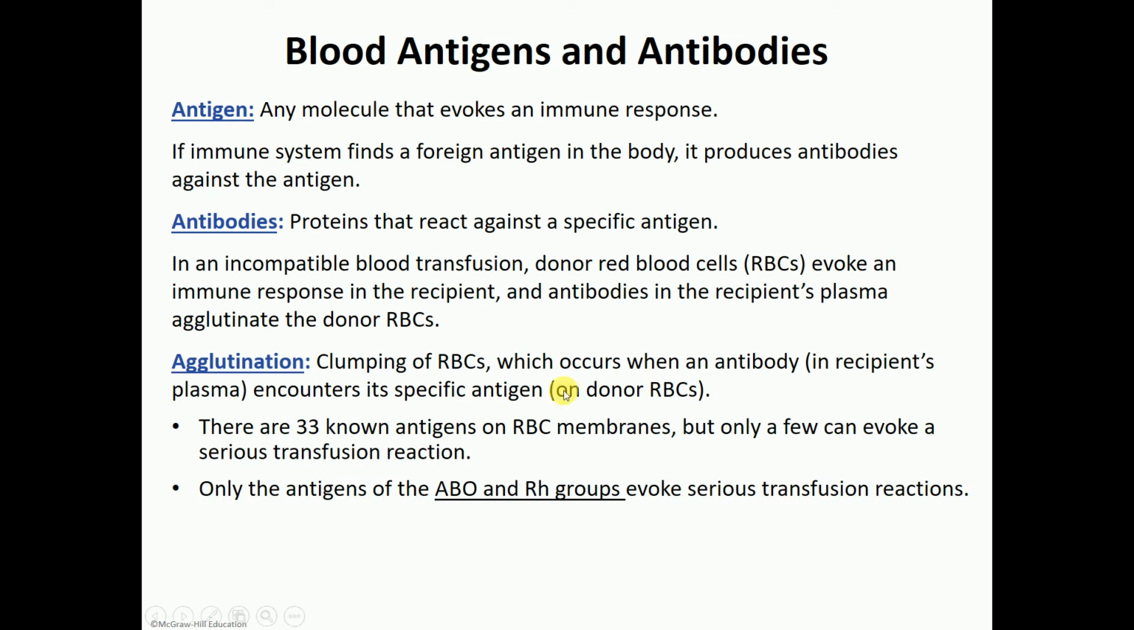There are tons of antigens on your RBC membranes, about 33 of them. But the ones that might lead to serious transfusion reactions are antigens A, B, and the Rh antigen, also known as antigen D. O is really not an antigen. O means that there are no antigens, so it's more like a zero. So the antigens that evoke a serious transfusion reaction are antigens A, B, and antigen D, also known as the Rh antigen.